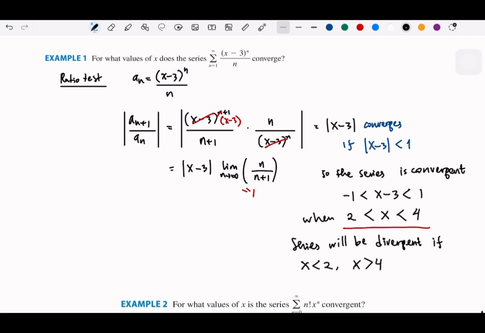And then at the end of the day, for this x component, we are going to make sure that it converges when it's less than 1. Then we get the interval. This we call the interval of convergence.